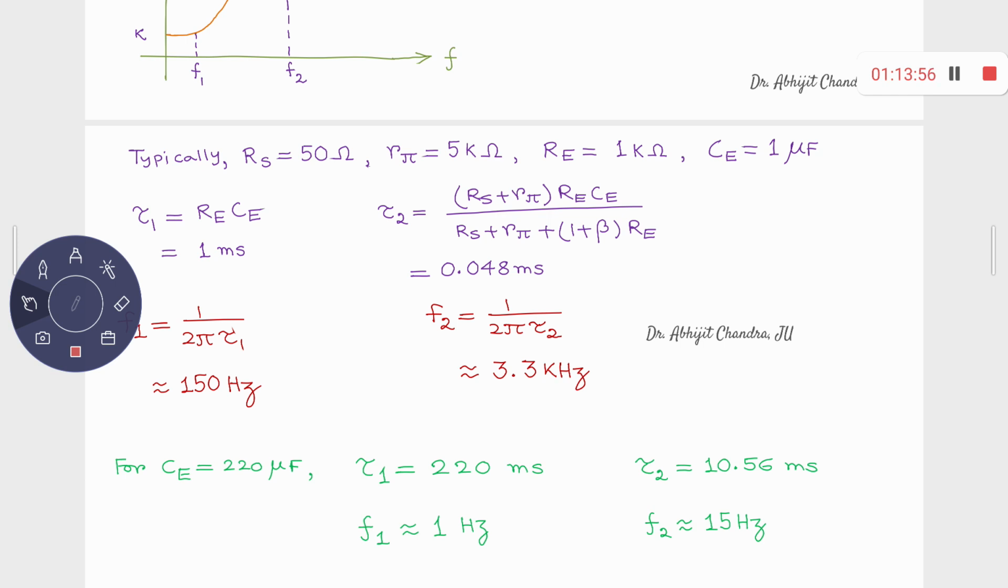Now you are happy. 1 hertz, that's great. And F2 is equal to 15 hertz, that's great. Because beyond 15 hertz, the response is something like this. Because of this bypass, this is say 1 hertz, and this high frequency is at 15 hertz.